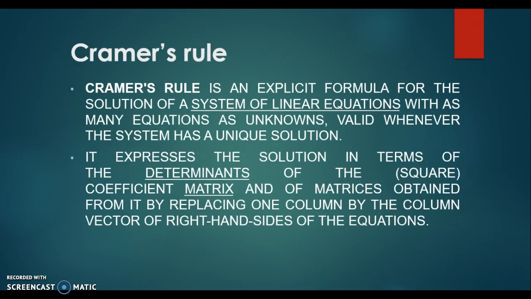Okay, now before we branch deeper into our assignment, let's look at what Cramer's rule is. Cramer's rule is an explicit formula for the solution of a system of linear equations. However, the system must have a unique solution, and then it expresses the solution in terms of the determinants of the square coefficient matrix and also the matrix obtained from it by replacing one column by the column vector of the right hand side of the equation.